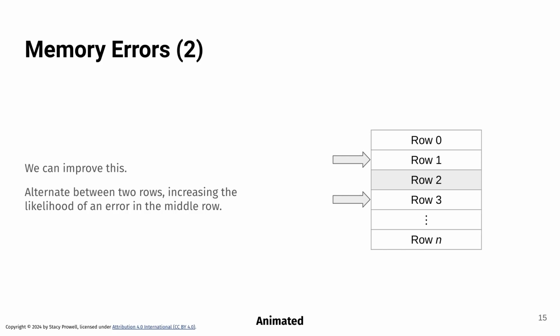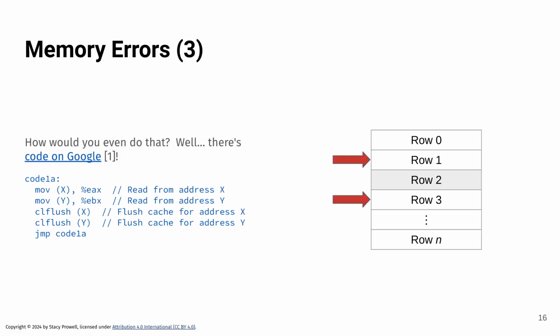So if I can get the two rows around the row I want to cause an error in, then I can hammer on them intermittently, and I can more likely cause an error in that intermediate middle row. And in fact, that can be done. How would you do that? Well, it turns out that cache line flush is an unprivileged instruction. You can do it from user level code, and it would look like the assembly you see over there.